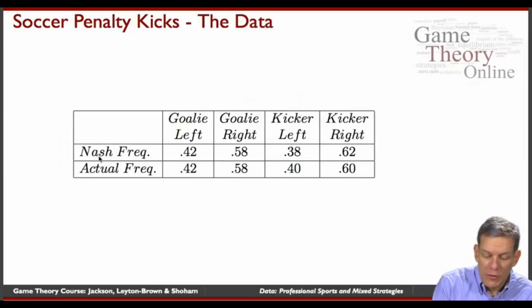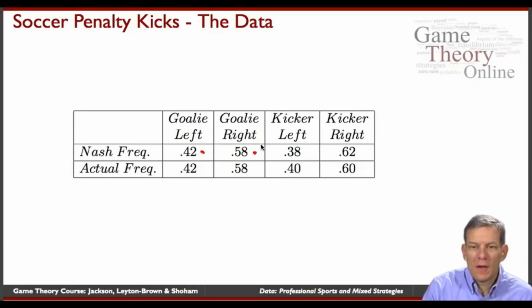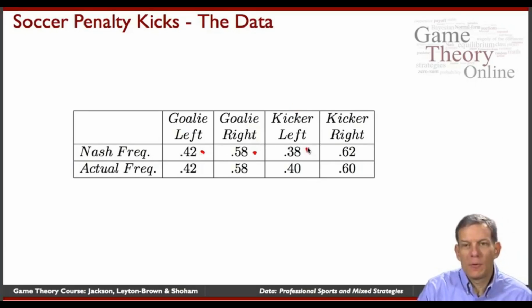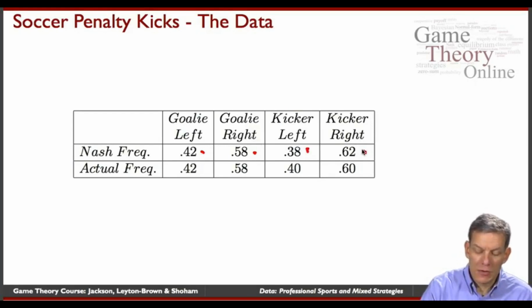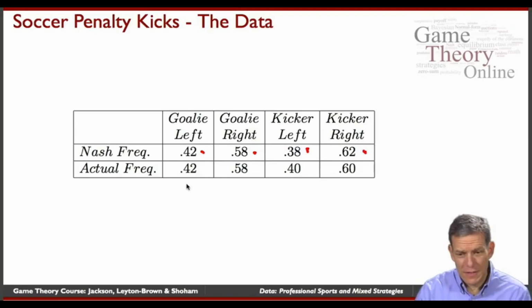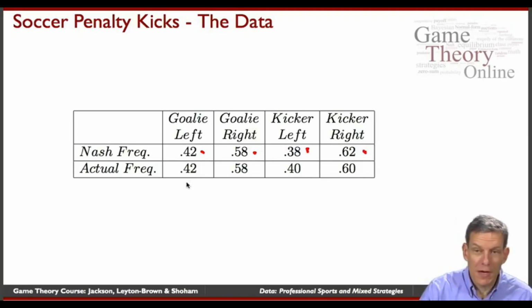So the Nash frequencies: goalie going left 42% of the time, goalie should go right 58% of the time. Kicker should go left 38% of the time, kicker should go right 62% of the time. What do they actually do out of 1,417 games that were recorded? So we have a non-trivial amount of data here.